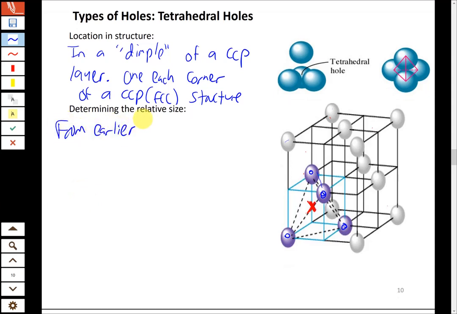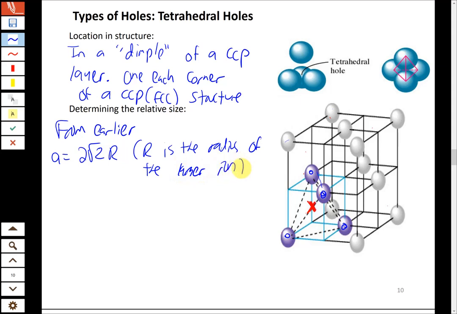is the dimensions of these structures. In a face-centered cubic lattice, the side length a was 2 times the square root of 2 times r. And here we're going to use capital R as the radius of the larger ion, which occupies the face-centered cubic positions. And again, this derivation is not terribly important. It's just to tell you where these numbers come from, so that I'm not just pulling them out of thin air.